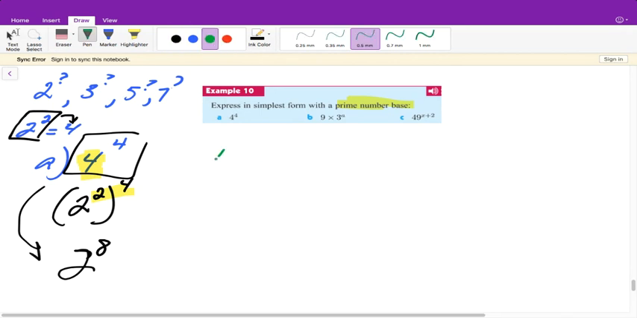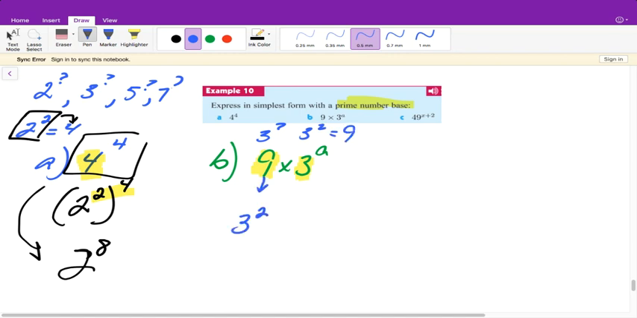All right, the next one, for B, we have 9 times 3 to the A power. You may originally think there's nothing we can do here, since they're not the same base. However, we need to see if I can rewrite any of these as a prime number base. Well, this already is a prime number base. Since we already have a prime base of 3, we look at the other number and ask, can I rewrite this as 3 raised to some power? Yes, we know that 3 squared is equal to 9. So I can rewrite 9 as 3 squared.